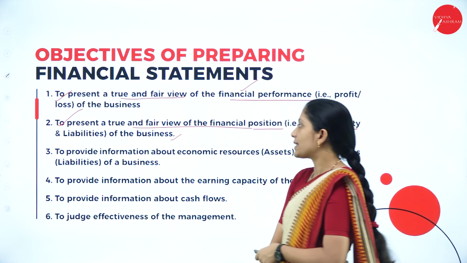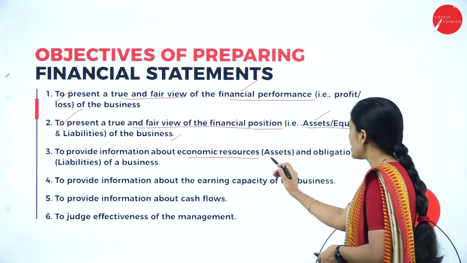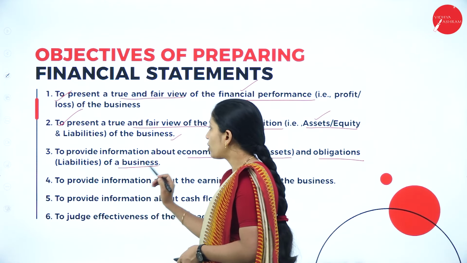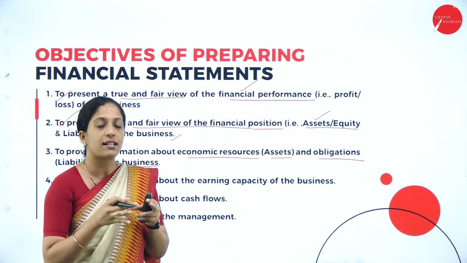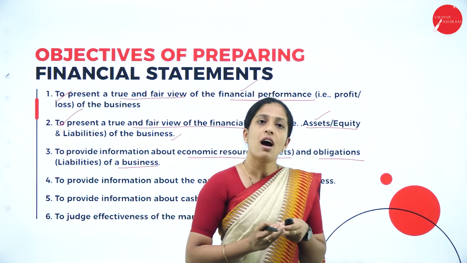And the third objective is to provide information about the economic resources, that is assets, and obligations, that is your liabilities of the business. By preparing the financial statement, we will come to know the total value of assets and total obligations, that is the liabilities which have to be paid to outsiders.